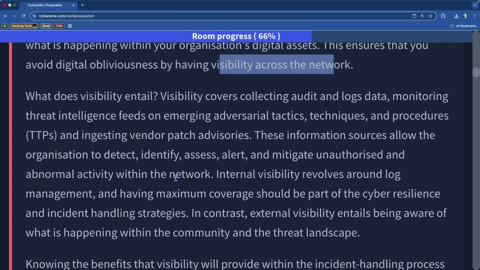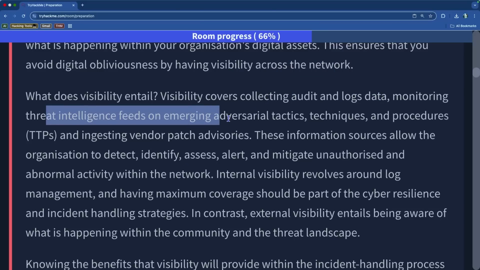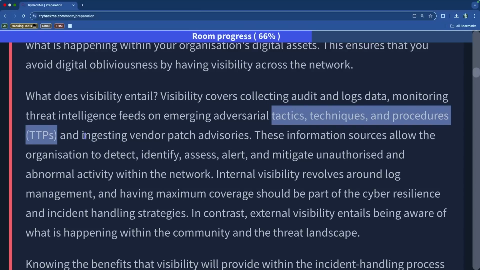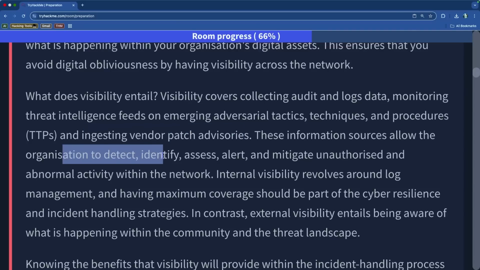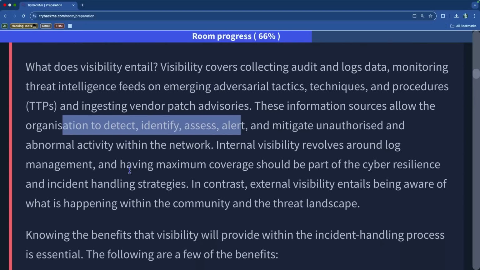So what does visibility mean? What does it entail? It covers collecting audit and log data, monitoring threat intelligence feeds on emerging adversarial tactics, techniques, and procedures. So this is all one piece right here. And ingesting vendor patch advisories. This information allows the organization to detect, identify, assess, alert, and mitigate unauthorized and abnormal activity within the network.